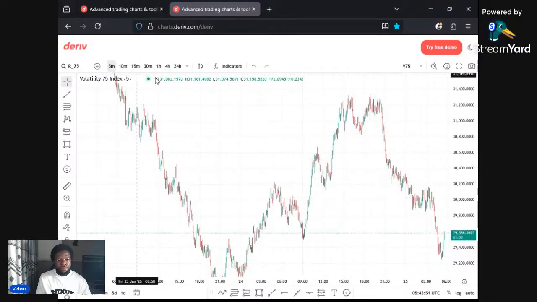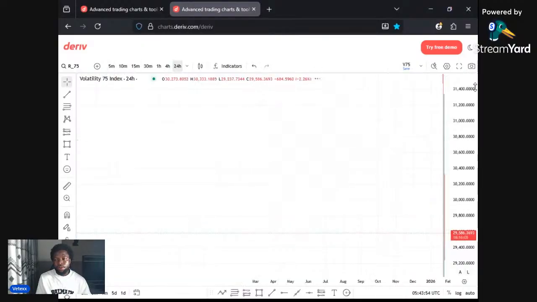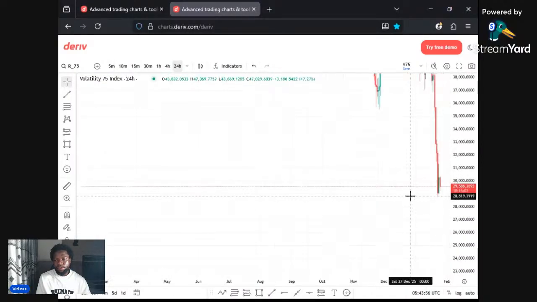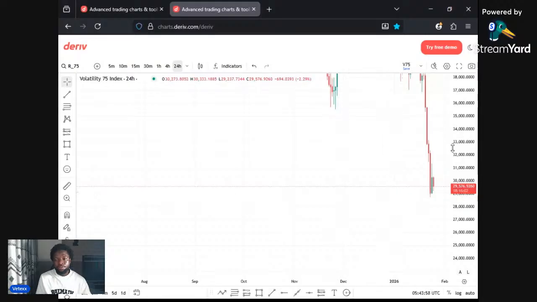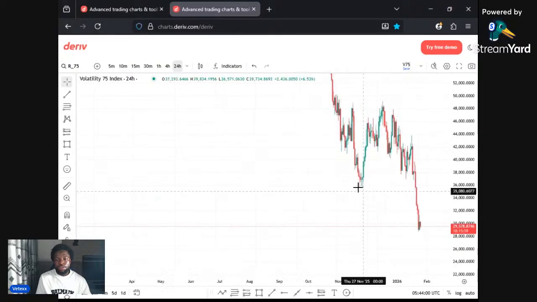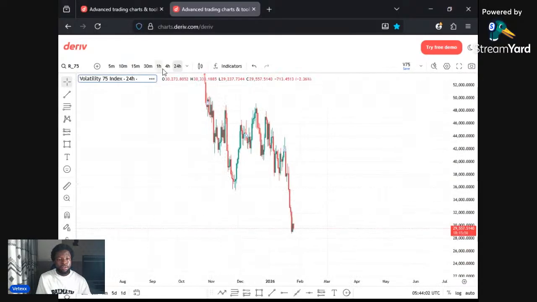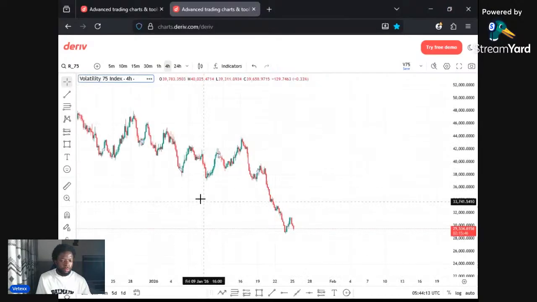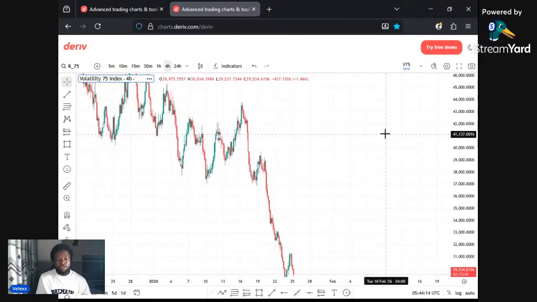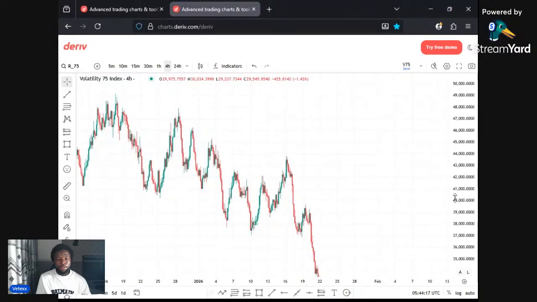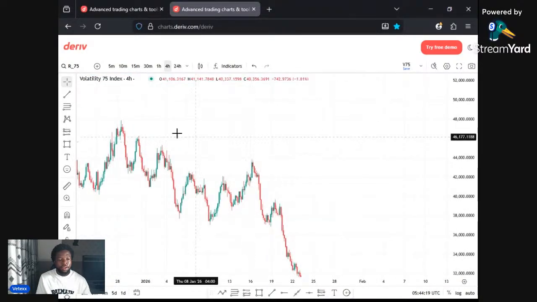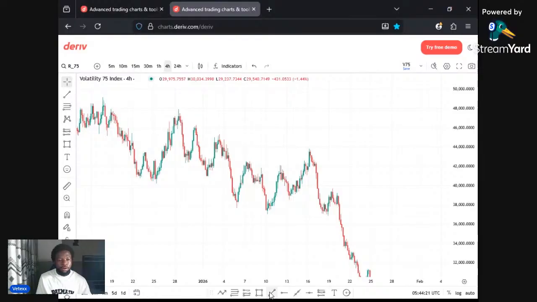Now V75, starting from the weekly time frame, is bearish. It's heavily bearish. So now we don't have anything on the weekly time frame, it's just being bearish. Let's check the 24-hour time frame. Same thing on the 24-hour time frame, it is bearish. Let's check the 4-hour time frame if we can find something tangible. On the 4-hour time frame, you can easily spot our system here. Rule number 1, we have our sweep of liquidity.